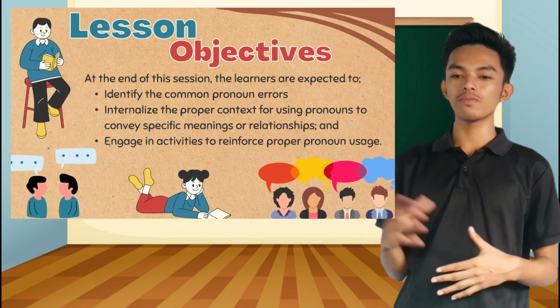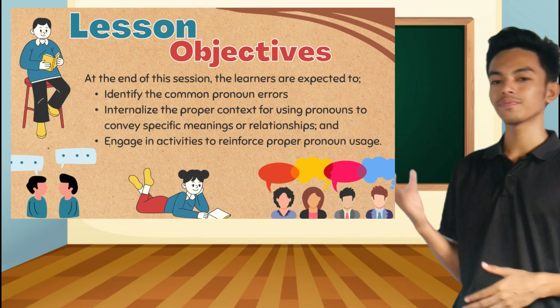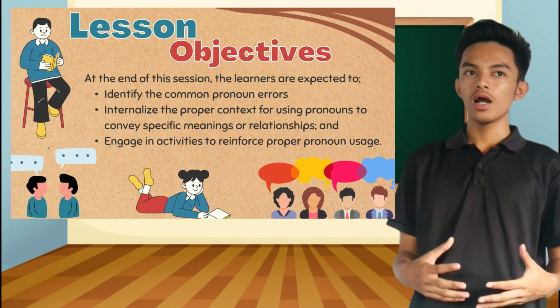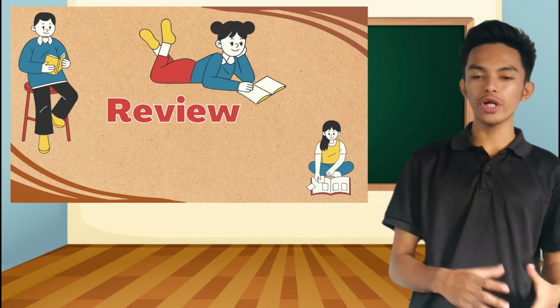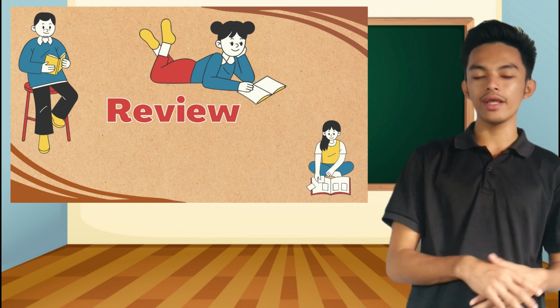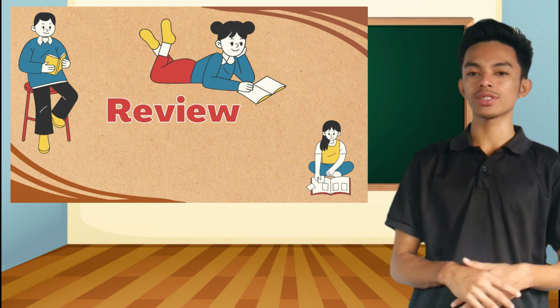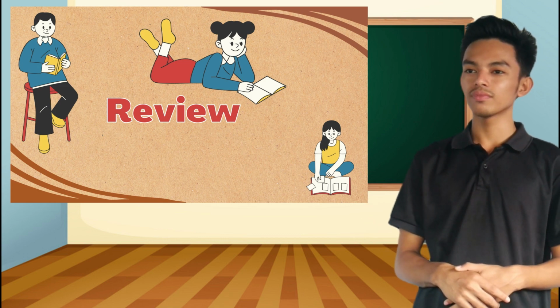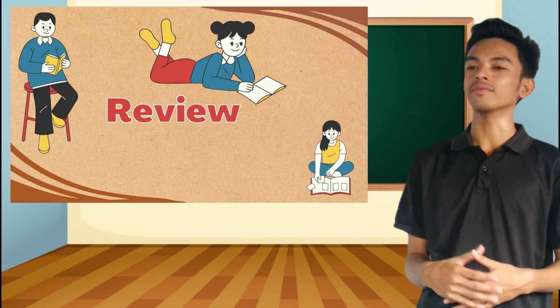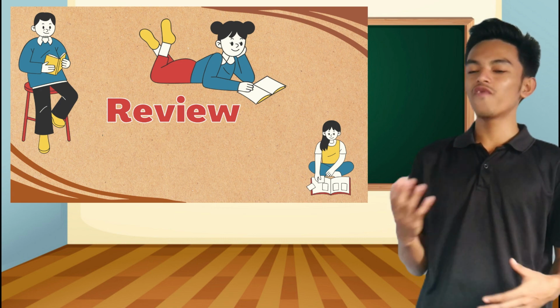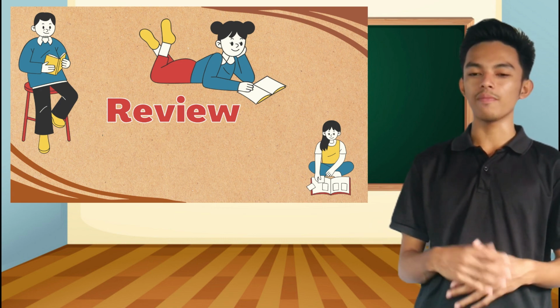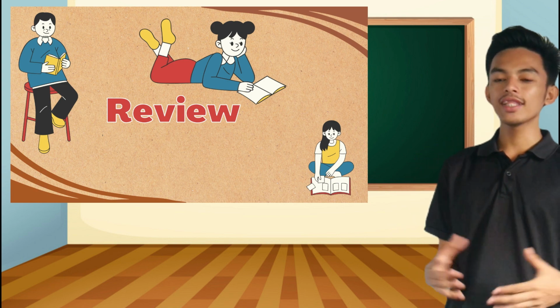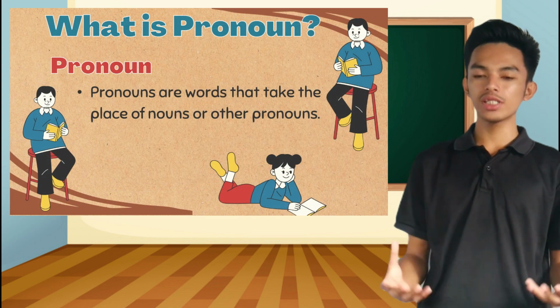Here are our lesson objectives for today's lesson. Can you give me one word that can be associated with the word pronouns? Mr. Danilo Batingana? Possessive, sir. Okay, great job. Another one. Reflexive, sir. Very good. That's a brilliant idea, Mr. Danilo Batingana.